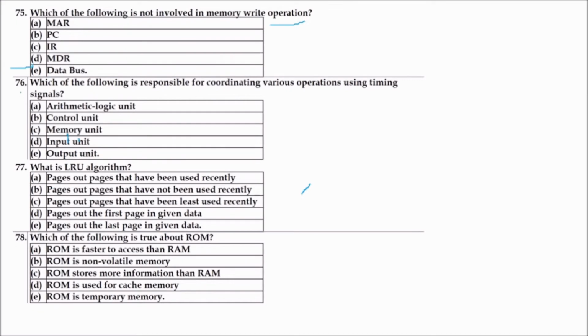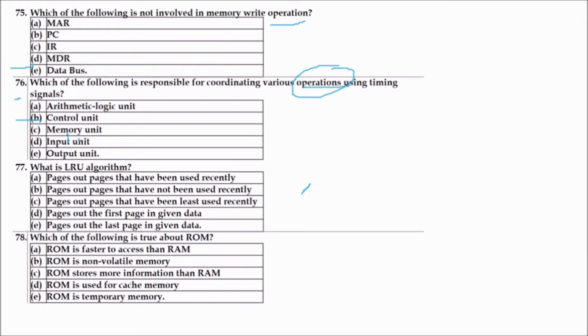Okay. Next is, which of the following is responsible for coordinating various operations using timing signals? The answer here is B, control unit. Let me tell you the reason. Which of the following is responsible for coordinating various operations using timing signals? It is specifically arithmetic logic unit.